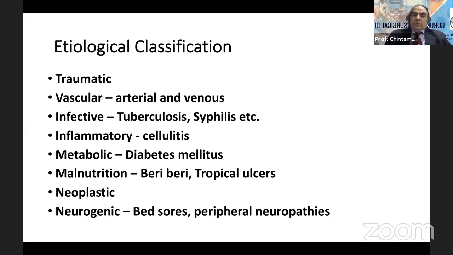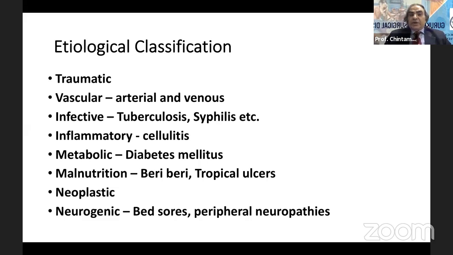It is now all grouped together as history of high risk behavior, which can include IV drug abuse or multiple sexual partners and many things, sharing syringes and all sorts of problems that you're aware of. Inflammatory, of course, is cellulitis. You can have cellulitis leading to an ulceration. You can have diabetes producing a diabetic foot. So that can be metabolic. You can have malnutrition as a cause. Tropical ulcers are common, especially with deficiencies, they can happen. Malnutrition with beriberi is known. This can happen in the upper extremities commonly. You can have neoplastic, which is malignant ulcers, or neurogenic, like you have the neuropathies producing ulcers.